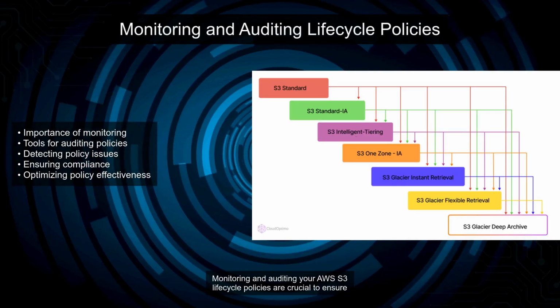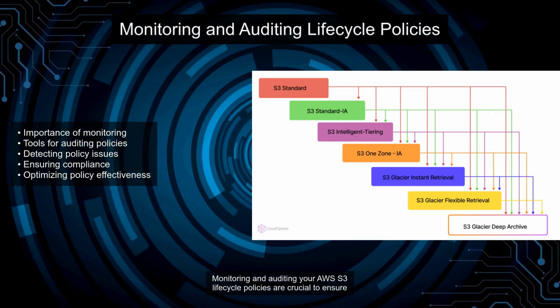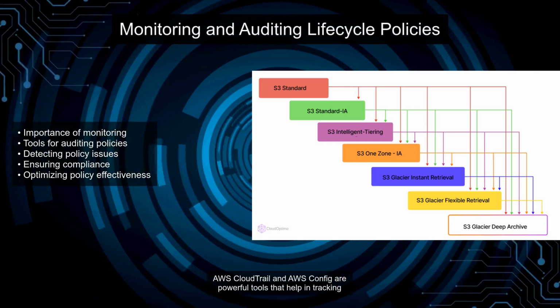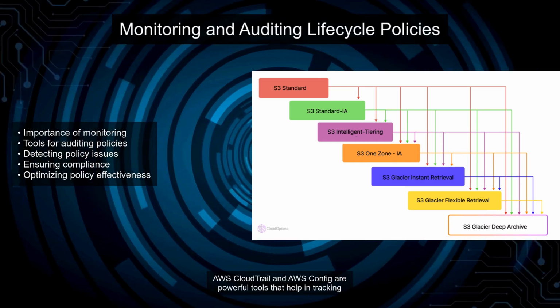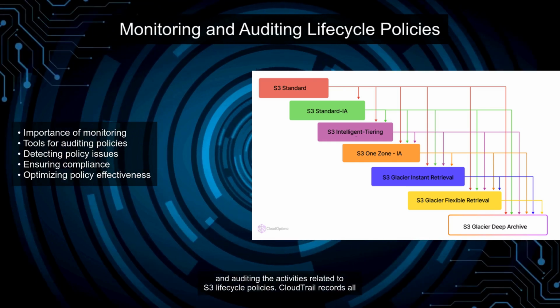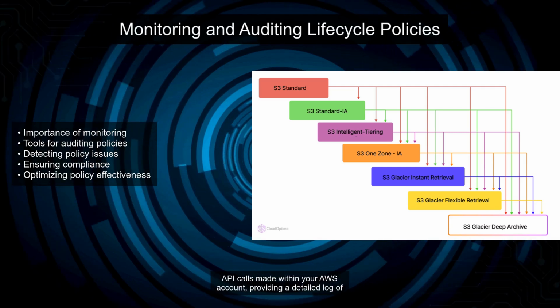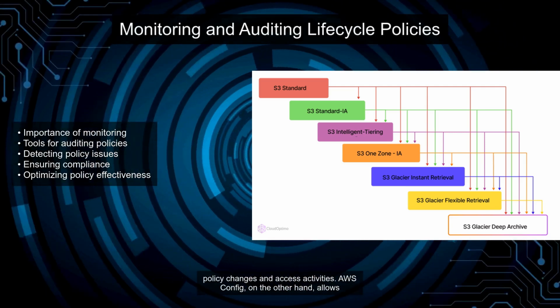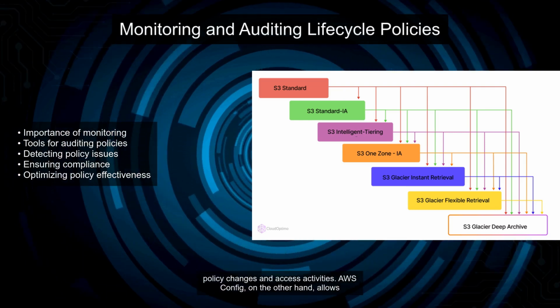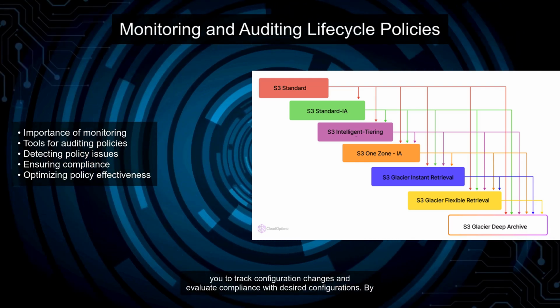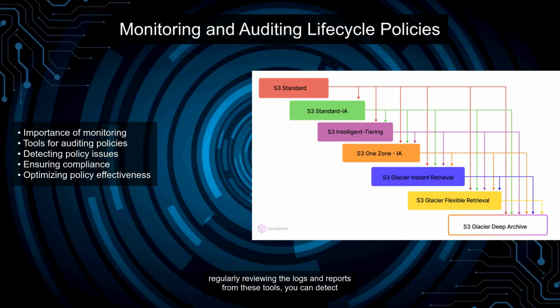Monitoring and auditing your AWS S3 lifecycle policies are crucial to ensure they are functioning as intended and are compliant with your organizational standards. AWS CloudTrail and AWS Config are powerful tools that help in tracking and auditing the activities related to S3 lifecycle policies. CloudTrail records all API calls made within your AWS account, providing a detailed log of policy changes and access activities. AWS Config, on the other hand, allows you to track configuration changes and evaluate compliance with desired configurations.